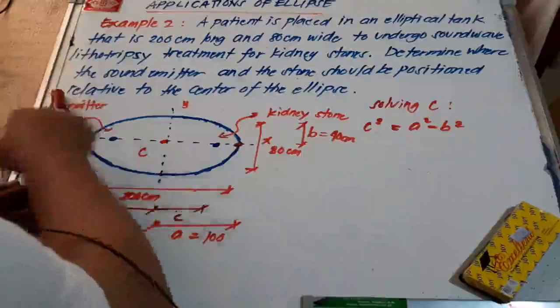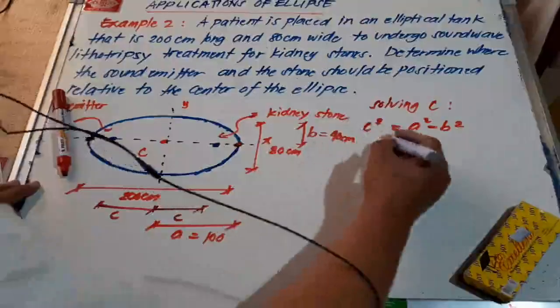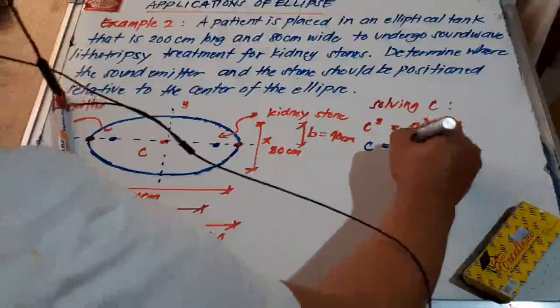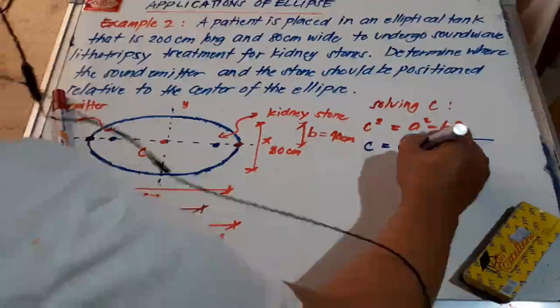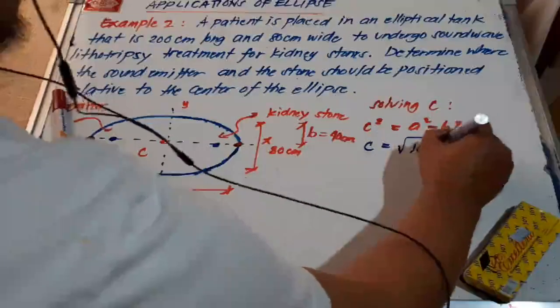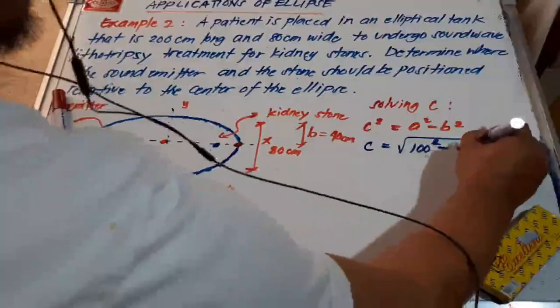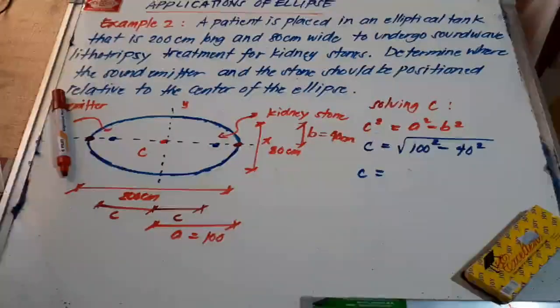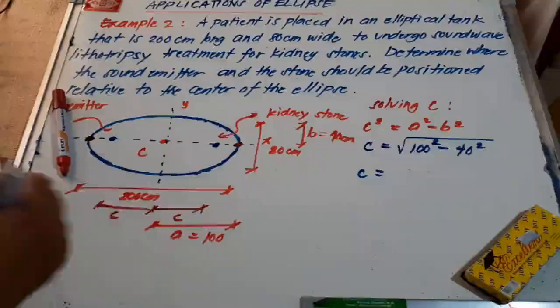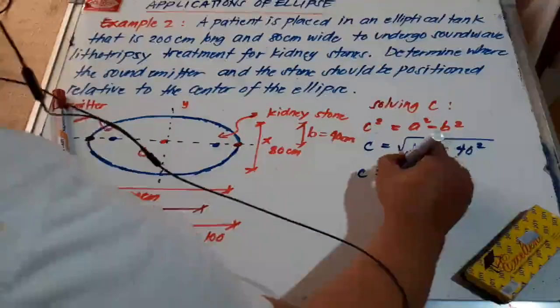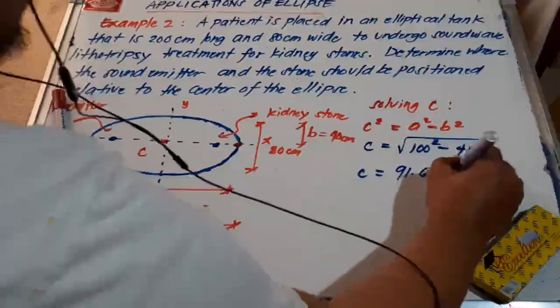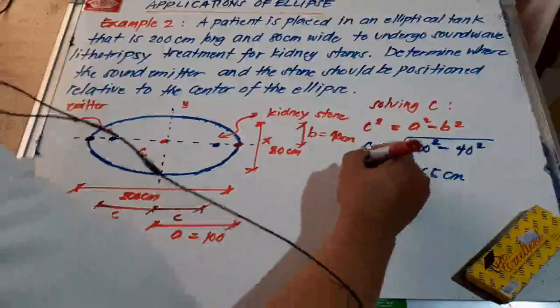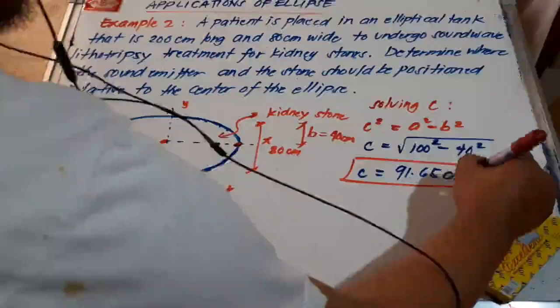Therefore, to solve for C, dali nating masosolve. C equals square root of A squared, that will be 100 squared, minus B squared, that is 40 squared. Therefore, the value of C using scientific calculator is just square root of 100 squared minus 40 squared is equals to 20 square root of 21, or 91.65 centimeters. So that is the answer for the second example in the application of ellipse.